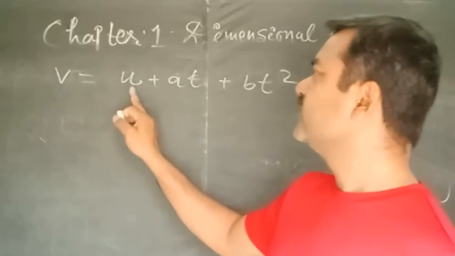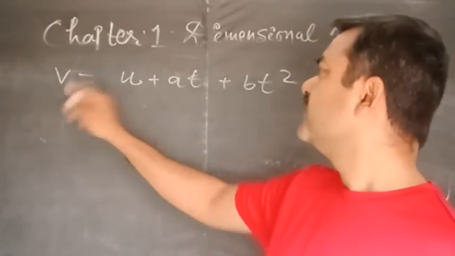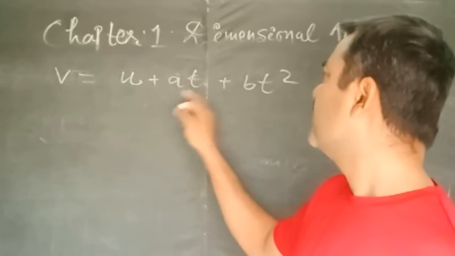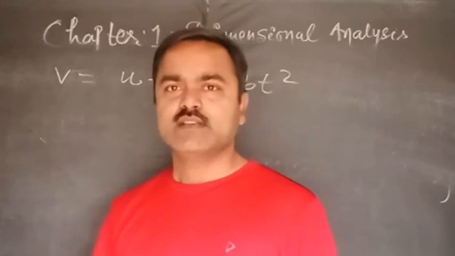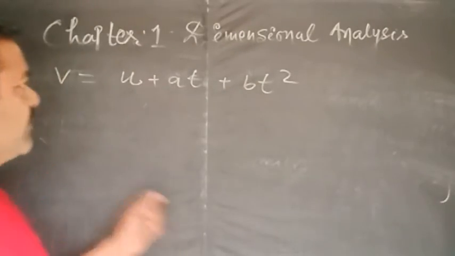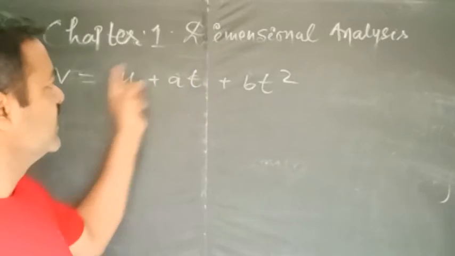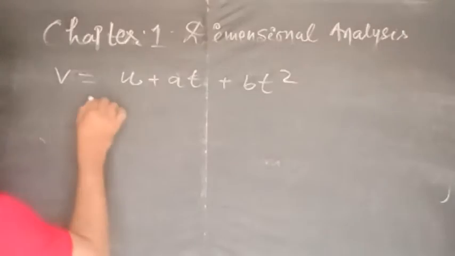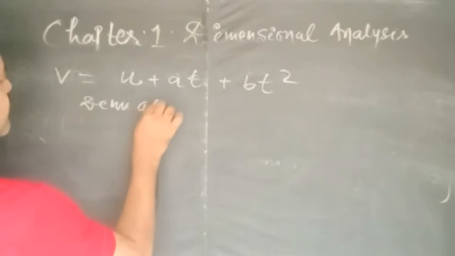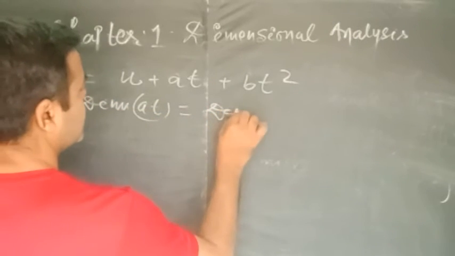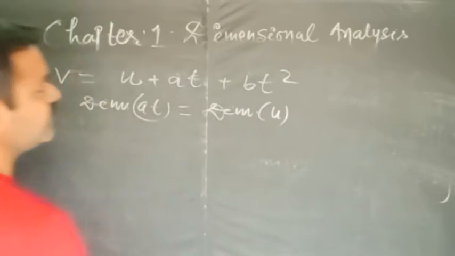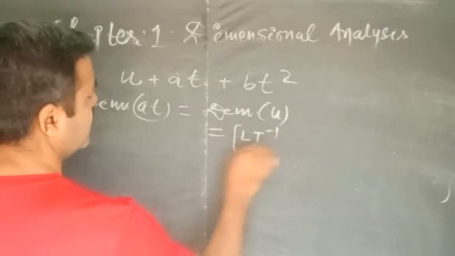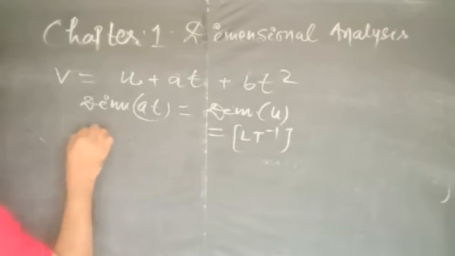Here, v is the velocity or speed and t is the time. So here we have to find the dimensional formula of a and b because we don't know what physical quantities these a and b are. But we know the dimensional formula of the quantities which are separated by plus or minus are equal. So just take the dimensional formula of a into t equal to the dimensional formula of u, and the dimensional formula of u is LT⁻¹.